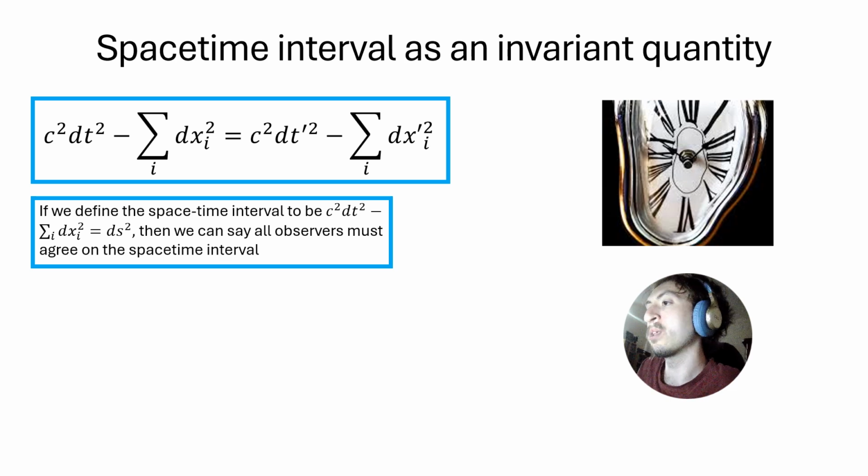Now, as I say, we call this quantity, where we're doing c squared multiplied by some time interval squared, minus the spatial distance that something has travelled between that time interval, squared.